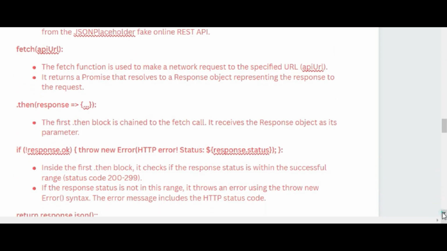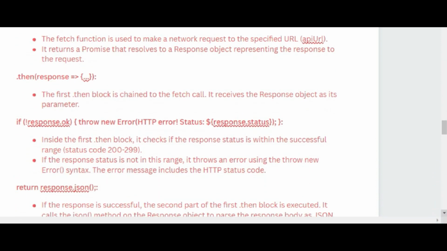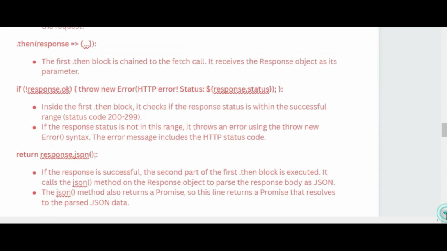Dot then response. The first .then block is chained to the fetch call. It receives the response object as its parameter. If not response.ok, throw new Error, HTTP error. What is the meaning of that? Inside the first .then block, it checks if the response status is within the successful range, status code 200-299. If the response status is not in this range, it throws an error using the throw new Error syntax. The error message includes the HTTP status code.